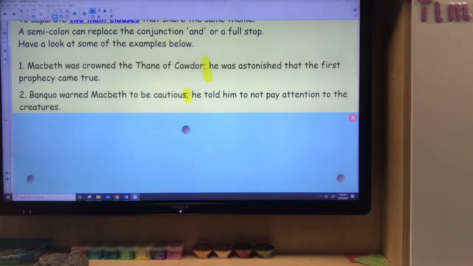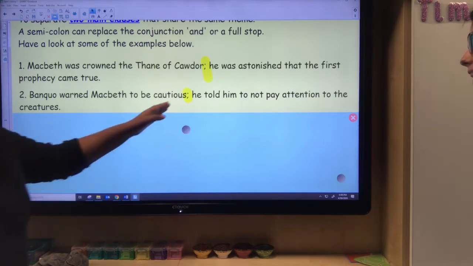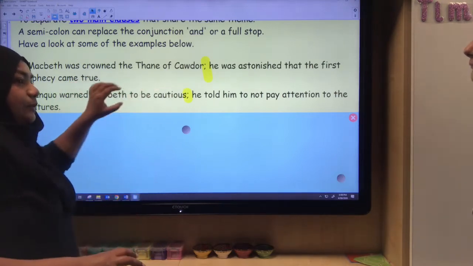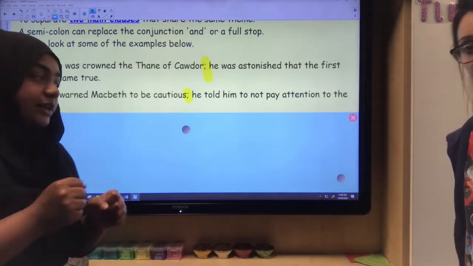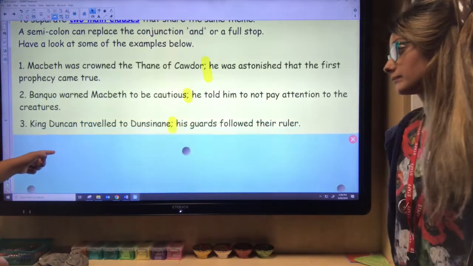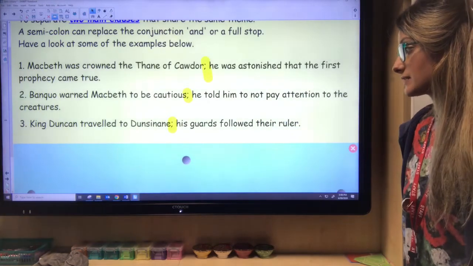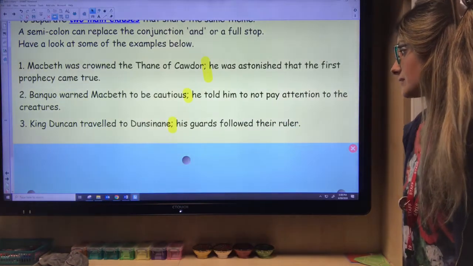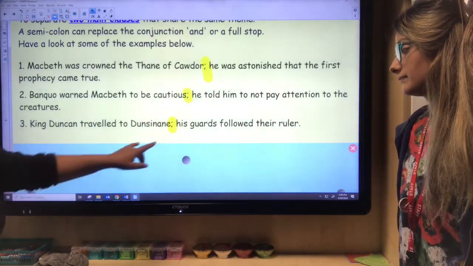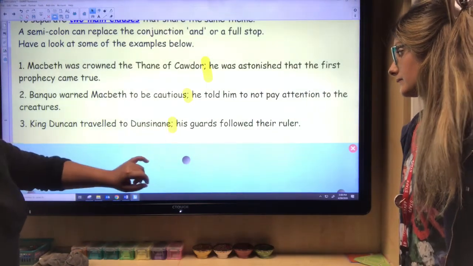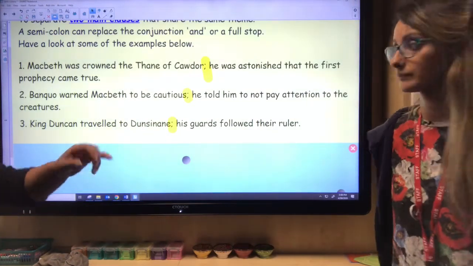Okay. Number 2. Banquo warned Macbeth to be cautious. He told him to not pay attention to the creatures. So we've used a semicolon there to join these two main clauses that share the same theme together. And number 3, Mrs. Gale. King Duncan travelled to Dunsinane. His guards followed their ruler. So again, you can see how the semicolon is being used to join these two main clauses together, and they share the same theme as well.